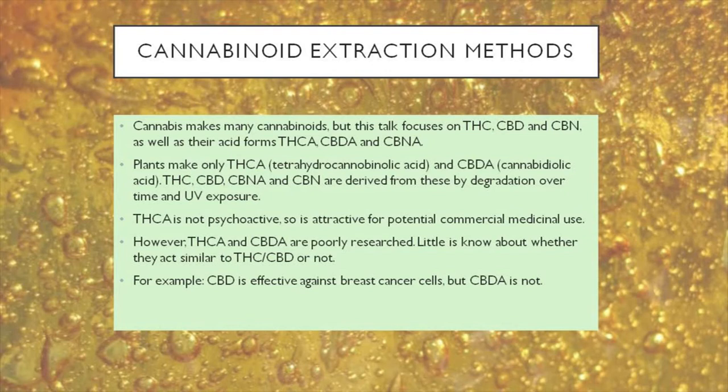So moving on to cannabinoid extraction methods. The cannabis plant, we're only going to focus on THC, CBD, and CBN and their acid derivatives. The plant actually only makes the THCA and CBDA out of those. The THC, CBD, CBNA, and CBN are all derived from the other two, usually by degradation through UV or just time.